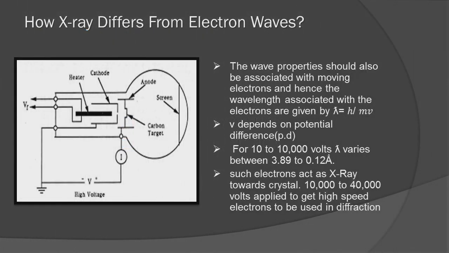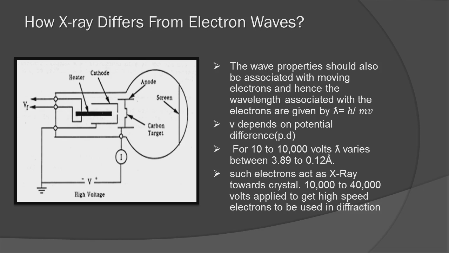This shows how X-rays differ from electron waves. We can also associate fast moving, highly accelerated electrons with wave properties. And the equation, we all know, is lambda equals h by p, where p is the momentum, mass into velocity, and h is Planck's constant.